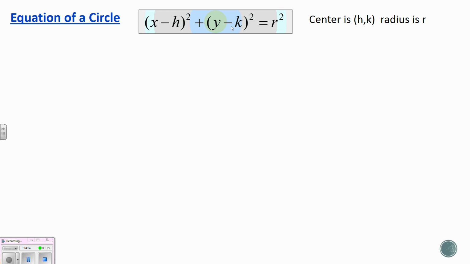So the h and the k represent your center values. The h is the x coordinate and the k is the y coordinate. And you can see how h matches up with the x and the k matches up with the y. This is universal.